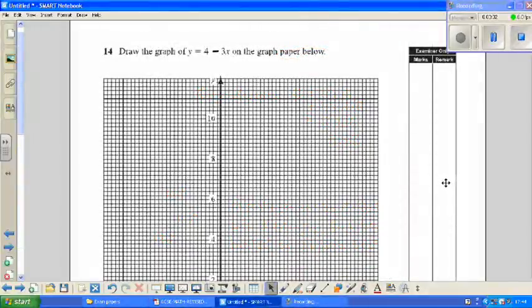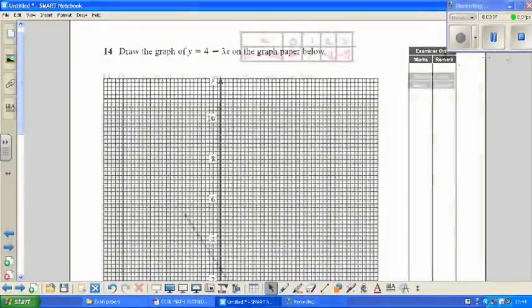Okay, so here's question 14. You've been asked to draw the graph of y is equal to 4 minus 3x on the graph paper. So you can try that if you have any graph paper or even squared paper. Just have a go at it first and then we'll go through it.